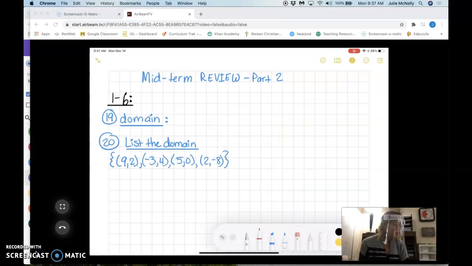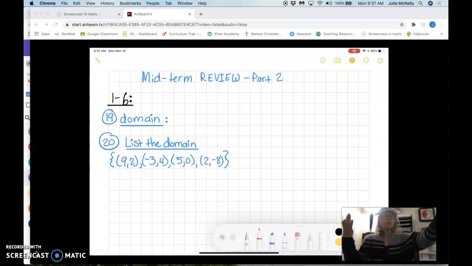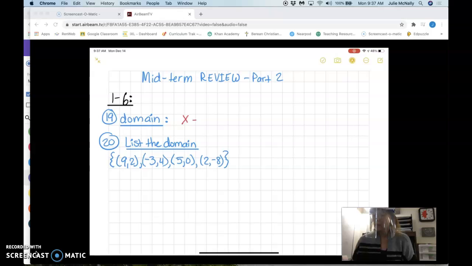Okay, so number 19, you have to know the definition of domain and range. So the domain is what? Who remembers? Yes, the X values. In all the ordered pairs, it's all your X's. And in number 20, it says list the domain. So when it wants me to list the domain, I'm going to make my little solution set bars, and I'm just going to list all the X's.